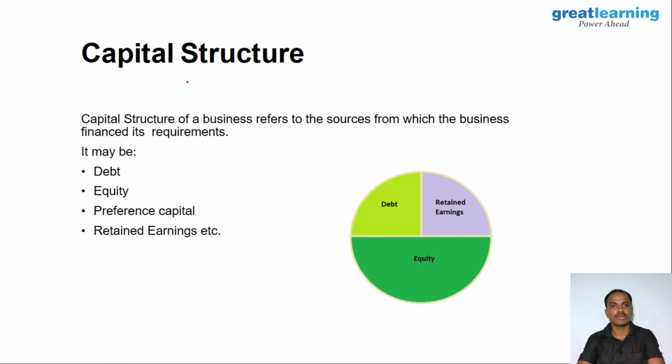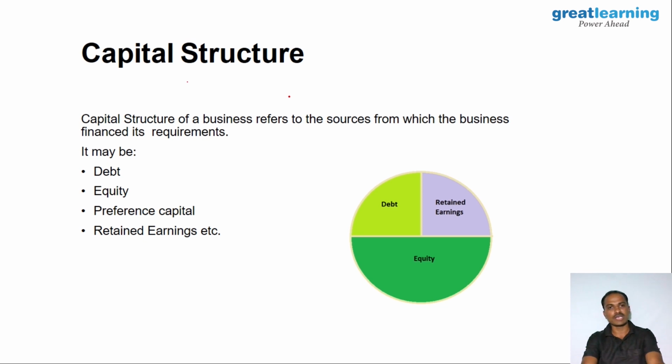Now let's understand one of the most important topics in corporate finance, that is capital structure. So what is capital structure? Capital structure is nothing but a combination of various sources of funds. For example, let's say a business is running and it is requiring funds for various reasons. It may be for daily tactical activities or it may be to take care of the long term goals of the business. So it requires money.